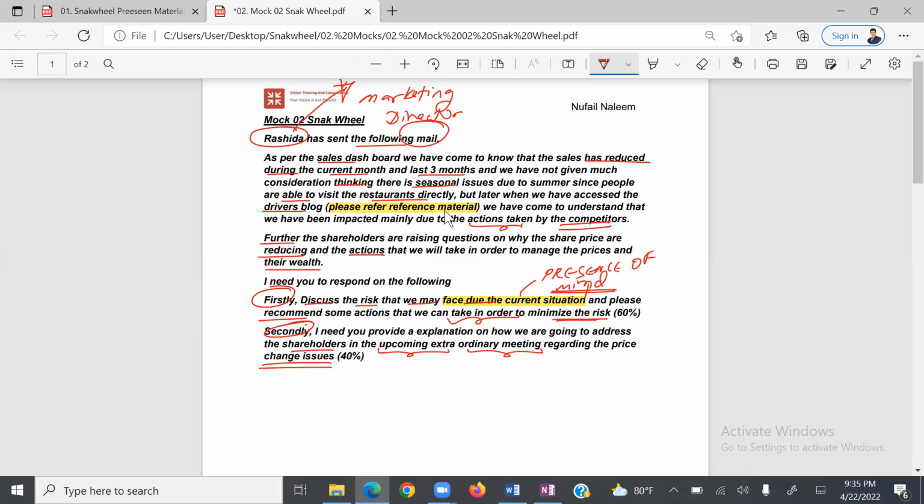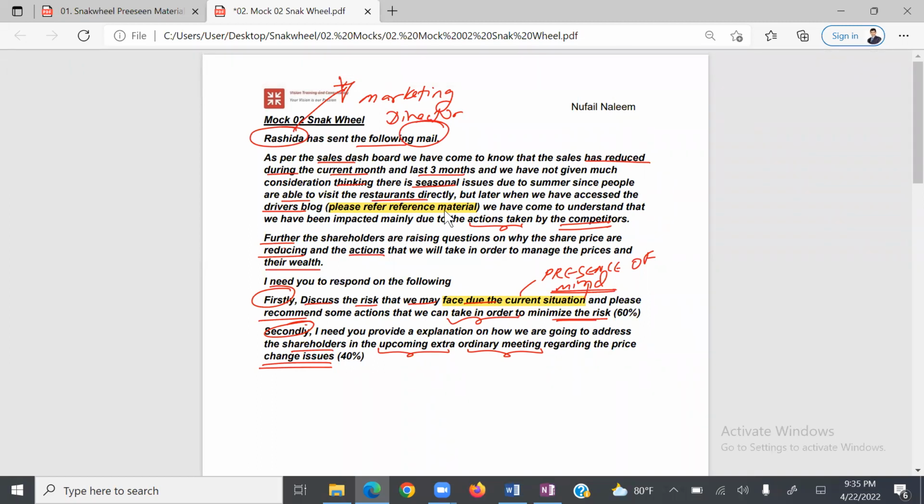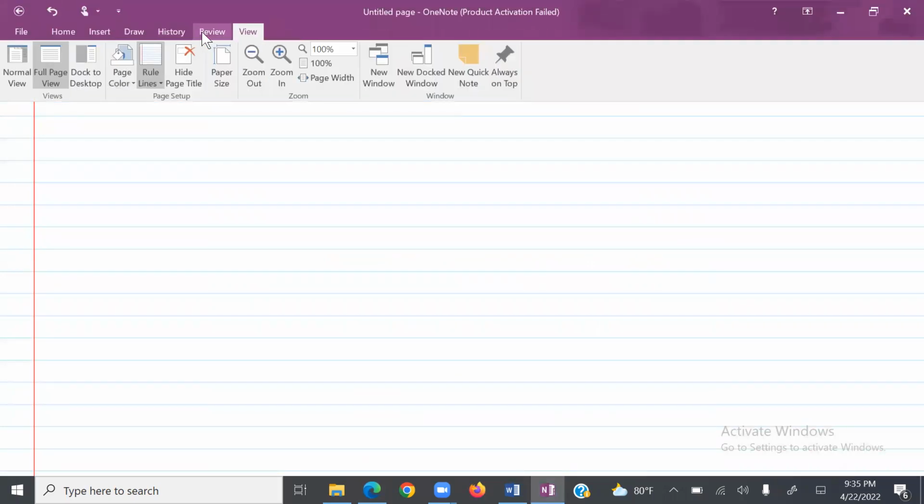So let's come to the situation. Now it's very clear there is a drop in the sales. And one thing is it has been due to a competitor's action. So in my planning sketch, I will just write down the rationale. One is drop in sales, that is very clear. And the other one is drop in the share price. So these are the two major factors I have written.